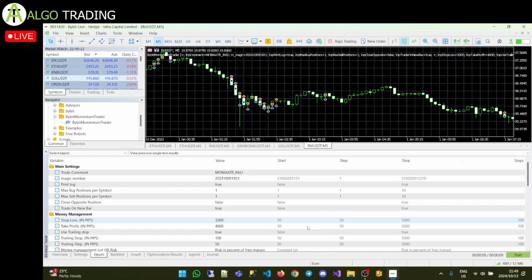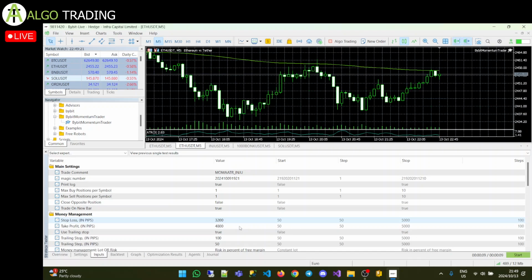Alright, so I'm going to go through these really quickly. I just want to stress the point that this is a momentum trader, so it only trades on momentum and breakout strategies. So let's have a look at the inputs.